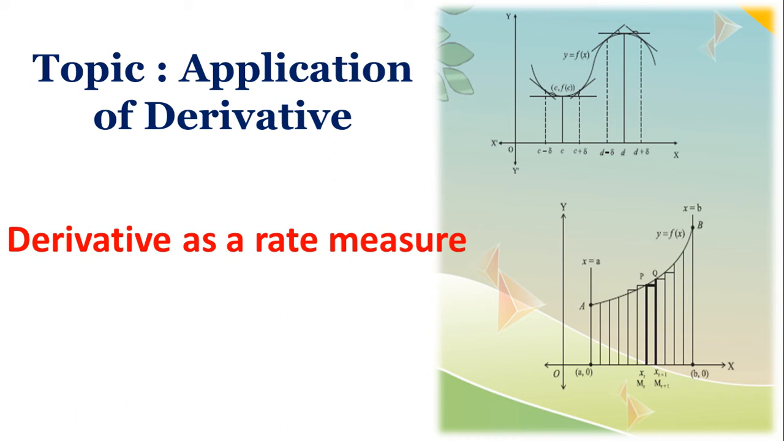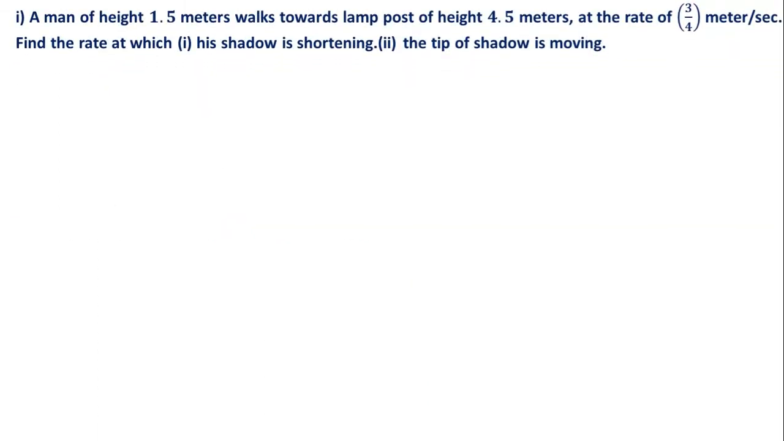Dear students, from the topic applications of derivative, today we will solve some examples related to the concept derivative as a rate measure. So let us see the first example. A man of height 1.5 meters walks towards the lamp post of height 4.5 meters at the rate of 3 by 4 meter per second.